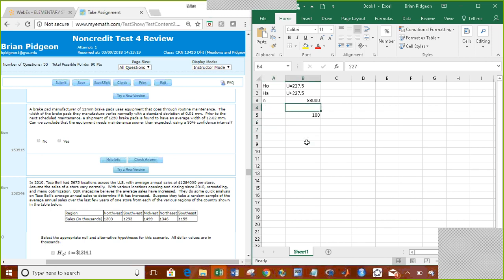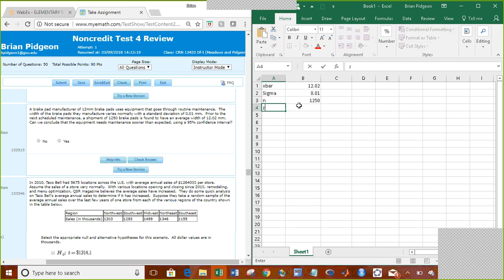So, confidence interval. The first thing we need is a point estimate, an X bar, which they give us. A shipment of 1250 brake pads found an average width of 12.02. So 12.02 is our X bar, our sample mean. And we know that our population standard deviation, our sigma, if you want me to call that, either one, is 0.01. And our N is 1250. That's almost all we need for this problem.